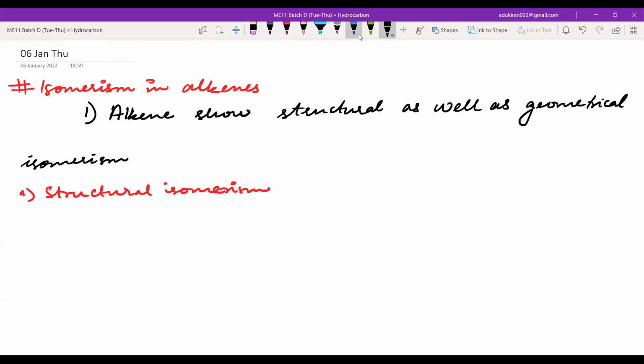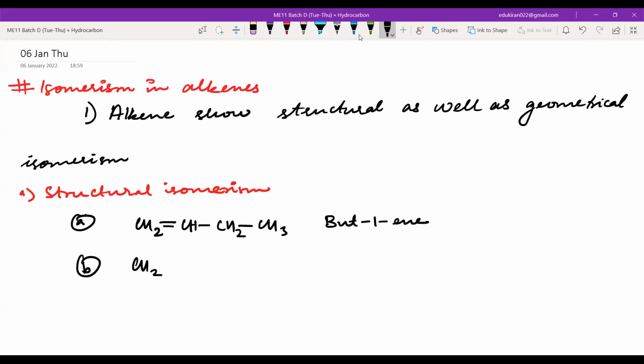you have butene. Let me give you an example, then we can study about that. For example, you have a molecule which has CH2, double bond CH, and then a single bond CH2, and then a single bond CH3. This will be named as but-1-ene. But similarly, if I have another structure which is CH3, single bond CH, double bond CH, single bond CH3. This is but-2-ene.